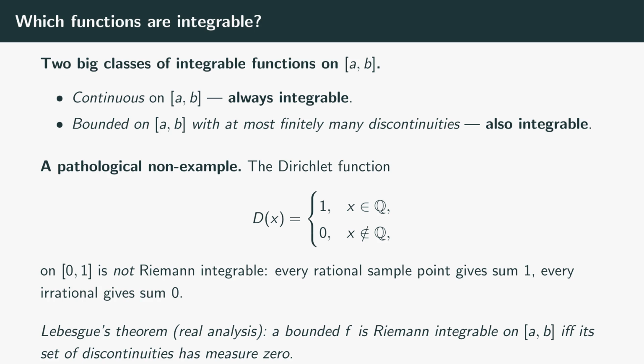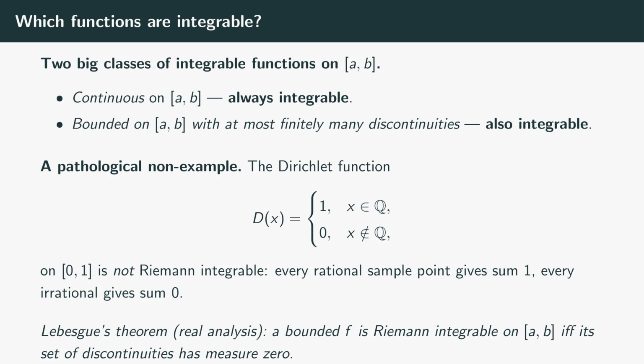There are pathological functions that aren't Riemann integrable. The cleanest example is the Dirichlet function on the unit interval. It's 1 when x is rational, 0 when x is irrational. Every subinterval, no matter how tiny, contains both rationals and irrationals. So if you pick rational sample points everywhere, the Riemann sum is 1. If you pick irrational sample points, the Riemann sum is 0. The limit depends on the choice of sample points, so the integral doesn't exist in the Riemann sense.